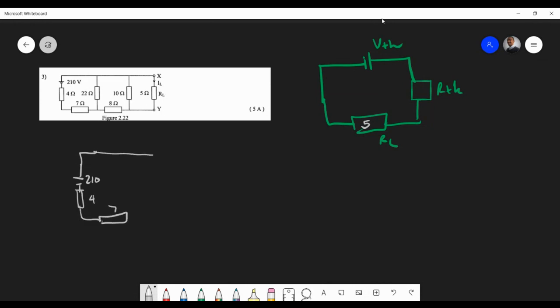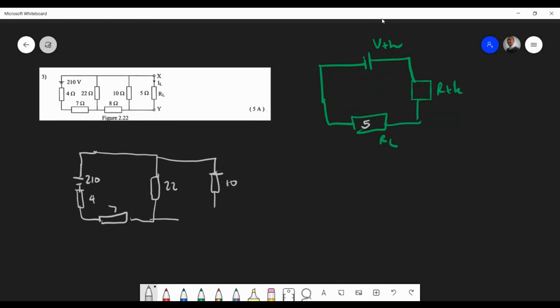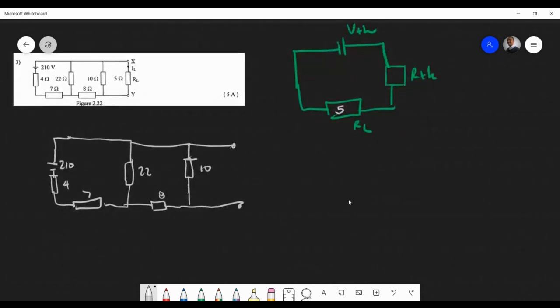7 ohm resistor. Here we've got 22 ohm and 8. Sorry, 10. And here we have an 8 ohm. Right? Open circuit. So the idea is that you want to get the voltage across here. So now what we have to do is, once again, apply our voltage and current division.